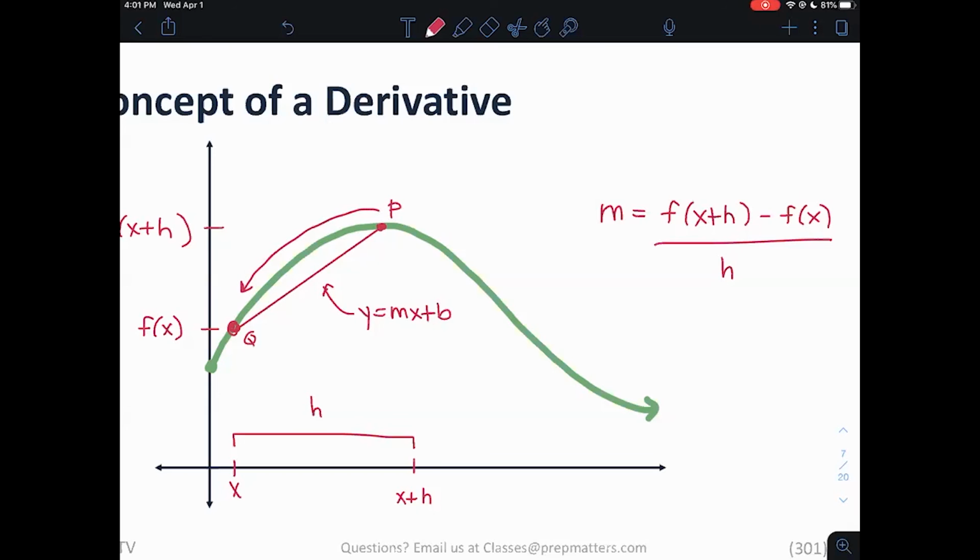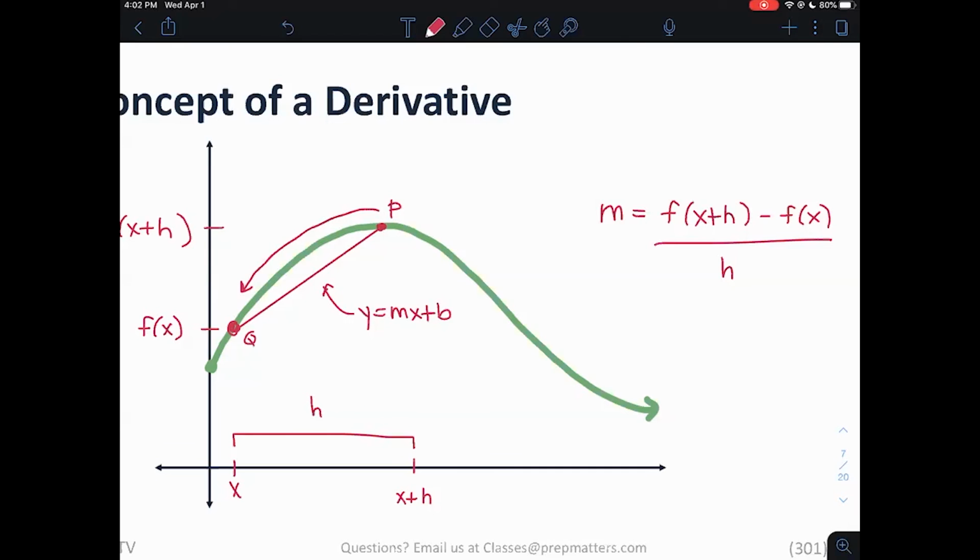As we move this point P closer and closer to this point Q, we make this value of h as small as possible. We're starting to make secant lines that are going to much more accurately represent how the function is actually changing around Q in this area. If we keep decreasing this value of h, we keep sliding this point P closer and closer to Q, making this line segment between Q and P smaller and smaller, we're going to get a much more accurate representation of how this function is actually changing, what the rate of change of this function is at Q.